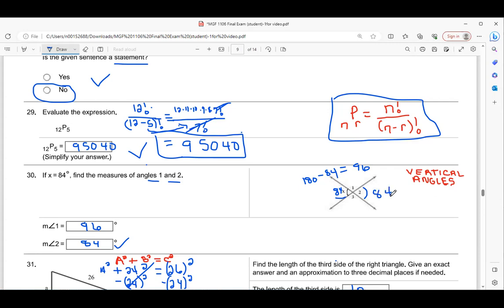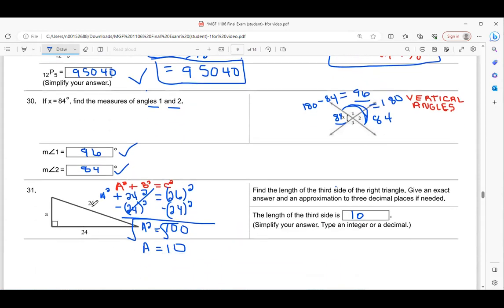To find the measure of angle 1, 1 and 2 together make a straight angle. Remember, that equals 180 degrees. So to find the measure of angle 1, we subtract 84 from 180, and we get 96. That's the measure of angle 1.